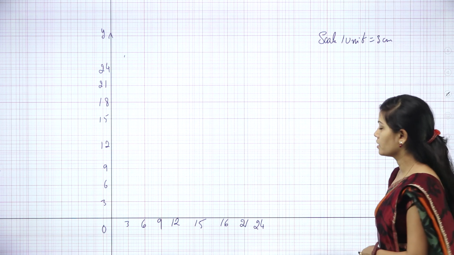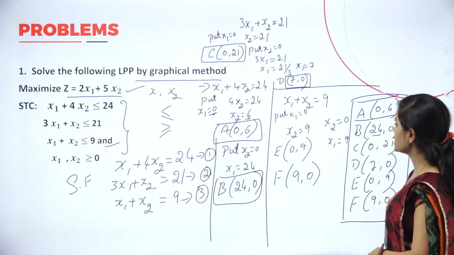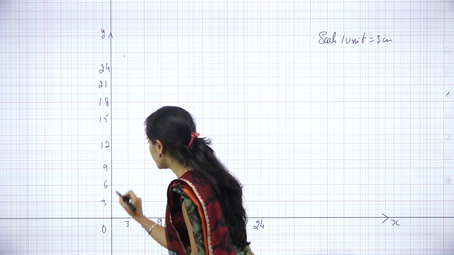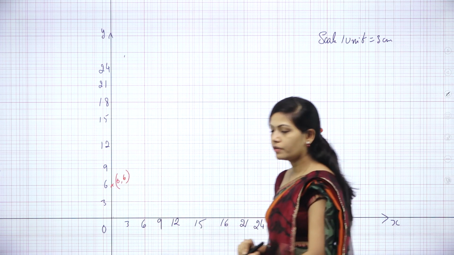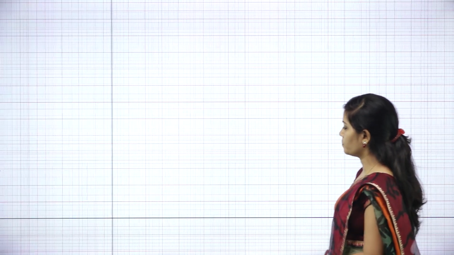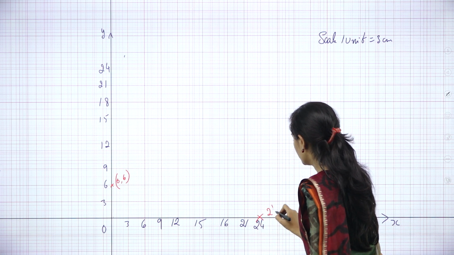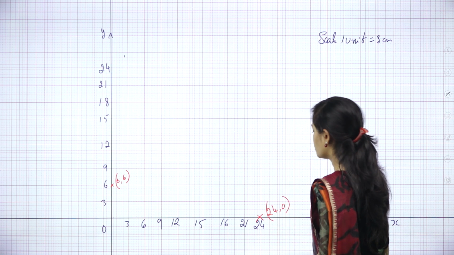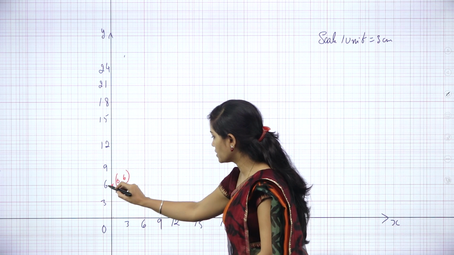So after this, you have to mark all the points. First point is A of 0, 6. This is 0, 6, the first point. And the second point is 24, 0. Here 24 is here. 24, 0, the second point. So using these 2 points, you can join a constraint line.